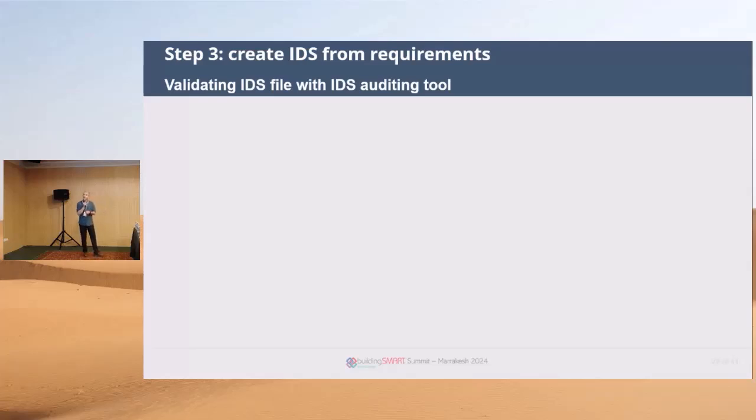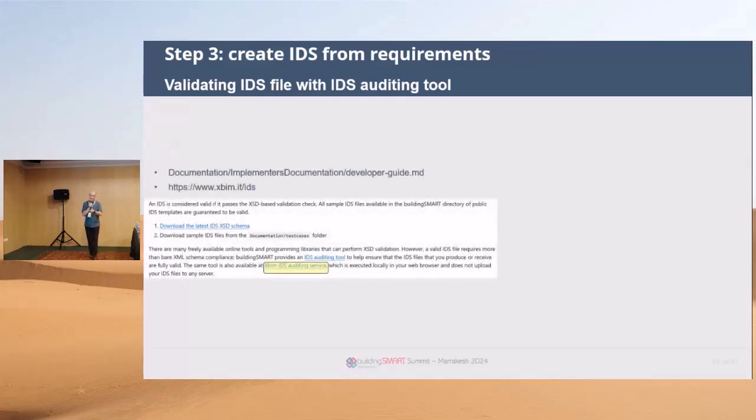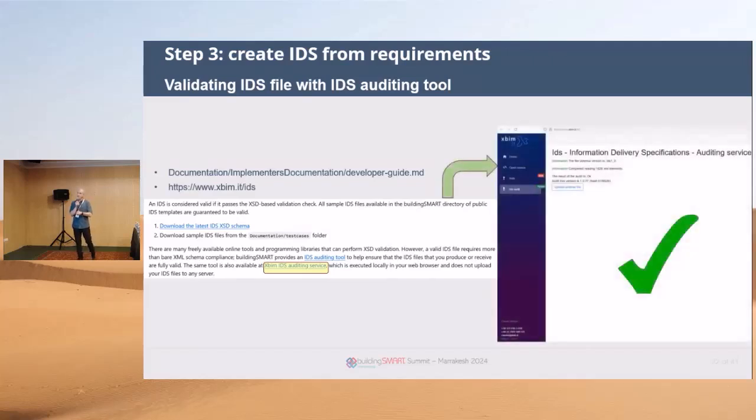And finally, in that first group of steps, 1, 2, and 3, we created the IDS, and then we validated it, checking it with the online validation tool for IDS files from BSI, and got it to pass. So we made sure that our IDS file was valid and compliant.